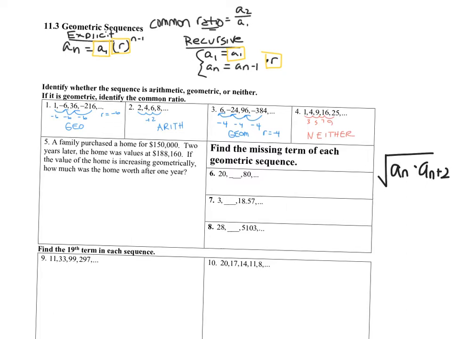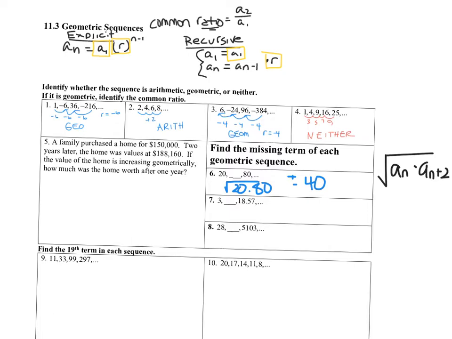So this first one, number 6, then I'll go back and do number 5. To find the missing term, it's going to be the square root of 20 times 80. I'm going to multiply 20 times 80, and I get 1,600. The square root of 1,600 is 40. But in a geometric sequence, I can't tell if it goes positive, positive, positive, or the r could be negative, and it could go positive, negative, positive, negative. So I'm going to need to write plus or minus on this.